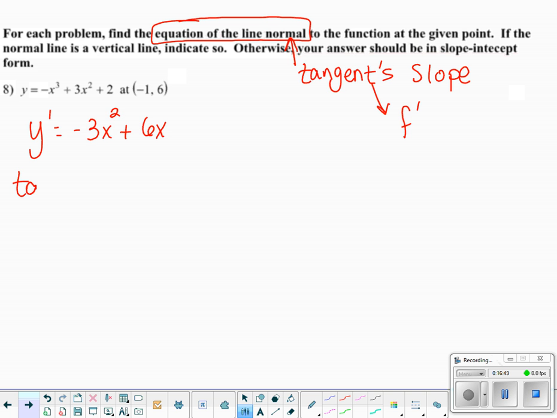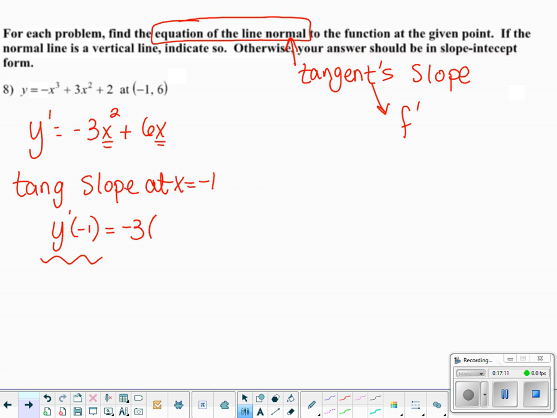So the tangent slope at x equals negative 1, and I only need x's because this derivative is only dependent on x's, will be y prime of negative 1 equals. Notice my notation, you guys. I'm letting people know what I'm doing. I'm evaluating the derivative at negative 1. Negative 3 times negative 1 squared plus 6 times negative 1. And that would be equal to negative 3 minus 6, which gives us negative 9. And I have y prime of negative 1 equals negative 9.